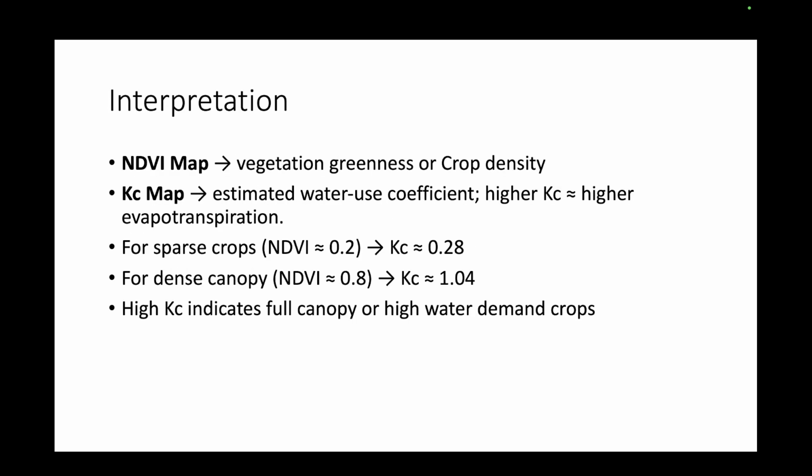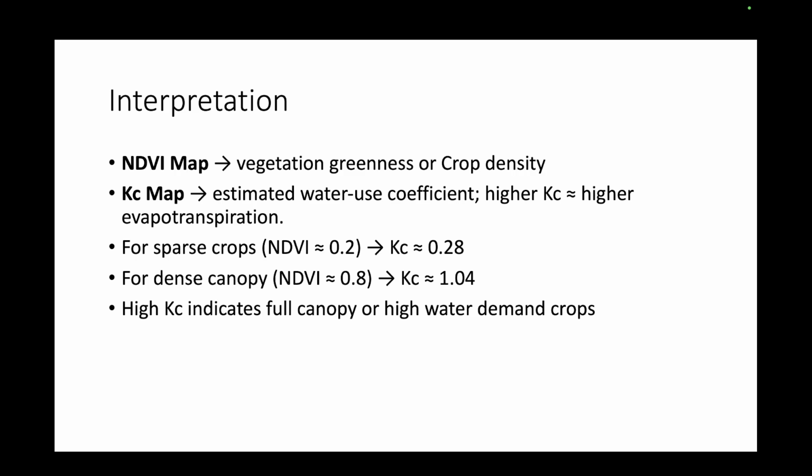Basically, in the interpretation, suppose for the NDVI map, it's vegetation greenness. We already know about that. It's vegetation greenness, or we can also say it's one kind of crop density. Suppose I have a crop field, and here I find some places with a high NDVI value. It means that in this place the density of vegetation, or vegetation greenness, is very high. Or what is the Kc?